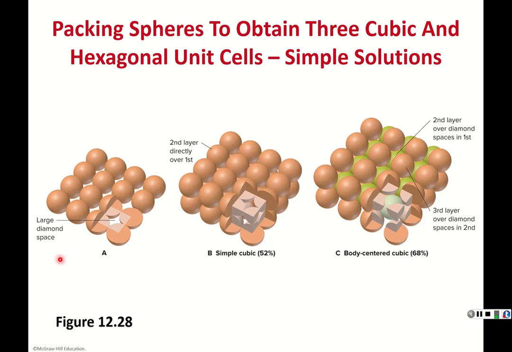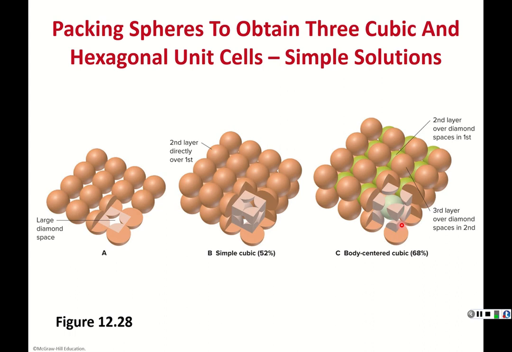So this figure shows you how you can pack spheres to obtain cubic and hexagonal unit cells, just mentally, if you want to try doing this in your head. If you have one layer of spheres and you put another one straight on top of it, you get simple cubic. That's where the simple cubic unit cell comes in, and the packing efficiency for it is 52%.